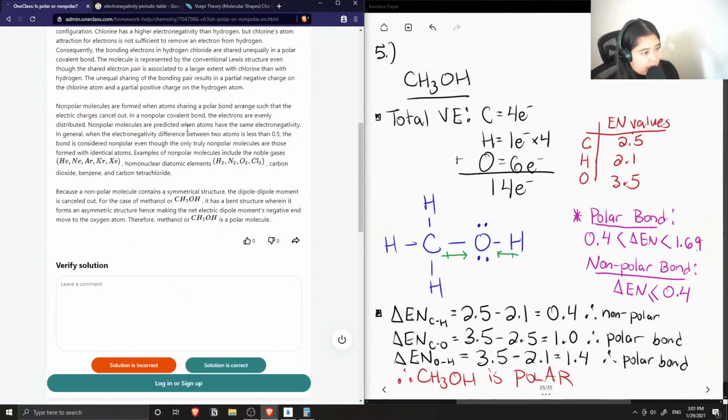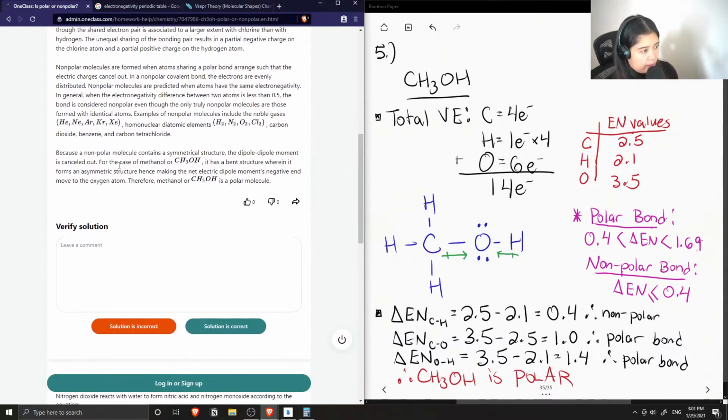Okay, so they have some nonpolar molecule examples as well. And because a nonpolar molecule contains a symmetrical structure, the dipole moments are canceled out. For the case of methanol, it has a bent structure where it forms an asymmetric structure, hence making the net electric dipole moment's negative end move towards the oxygen atom. Therefore, methanol is a polar molecule. Yep, so this solution is correct.